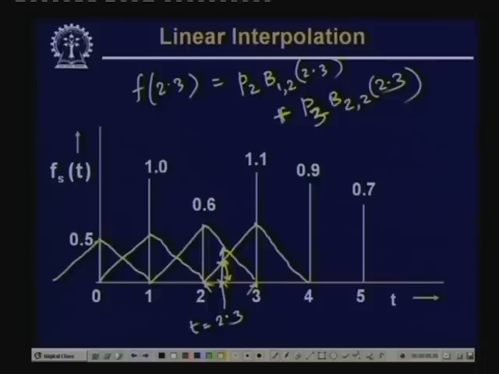So, the value that we will get will be nothing but p 2 into the value of this function, which in this particular case is 0.7, plus p 3 into 0.3. If I simply replace the value of p 2, which is equal to 0.6, and p 3, which is equal to 1.1, I can find out the value of f t at t equal to 2.3.